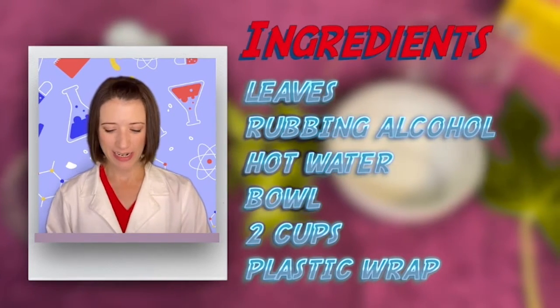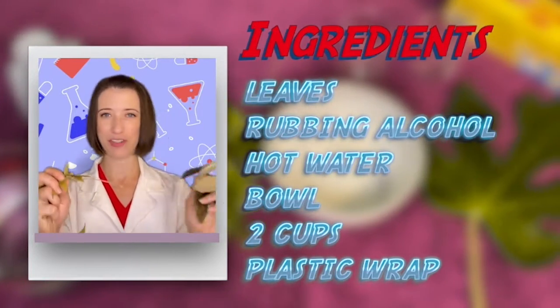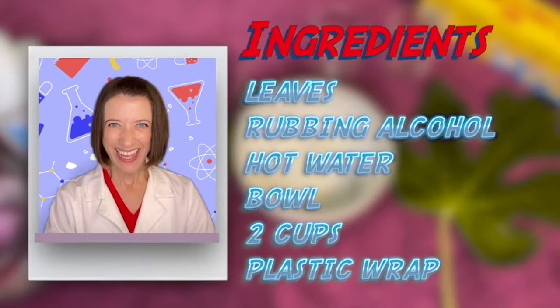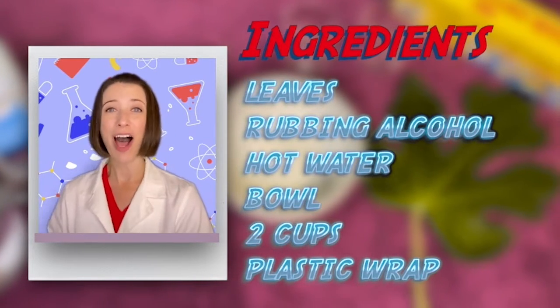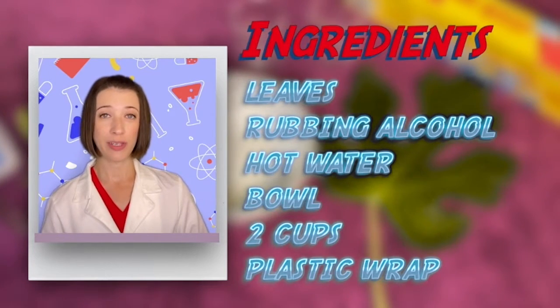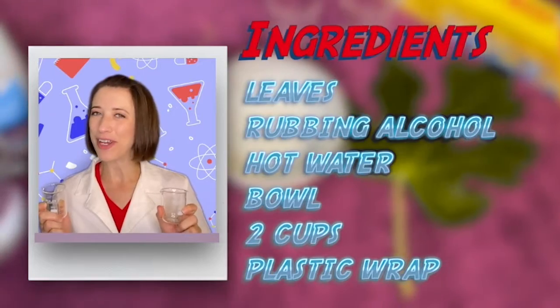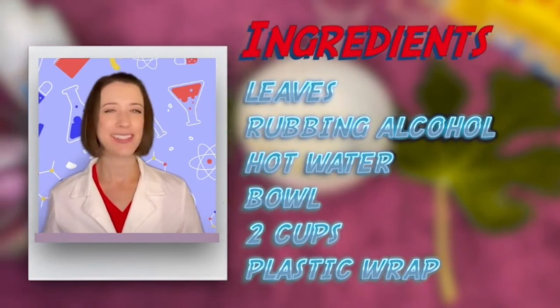You're going to need a couple of leaves from the same tree. I have two different types of trees with me today, or leaves. You'll need rubbing alcohol, some hot water, a bowl, 2 little cups to put the leaves in. I have these little beakers because it's so cute. We have a real lab in here now. And you'll need some plastic wrap.